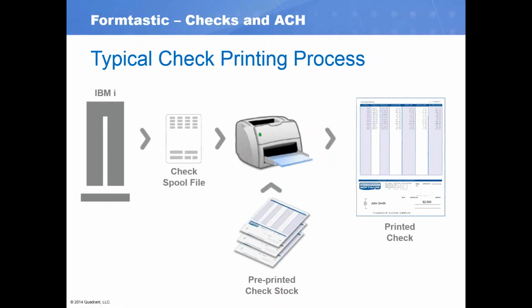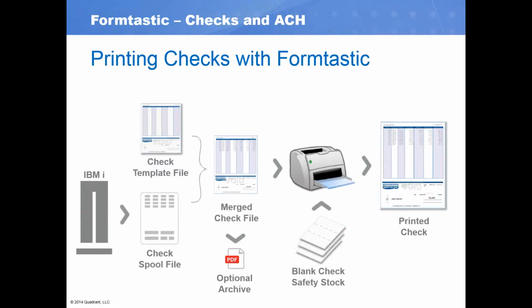So in contrast to printing checks with expensive pre-printed check stock, which you have to secure, with Formtastic, the check spool file will automatically merge with your template file to create a final merged check file. This can then be printed on inexpensive blank safety check stock. You can also archive a copy of it in PDF format for your records on a secure network folder if you desire to do that. When you do that, if you're creating the checks using our signature capture and merge functionality, which I'll show in a minute, the archived copy will not include that signature for obvious security purposes.